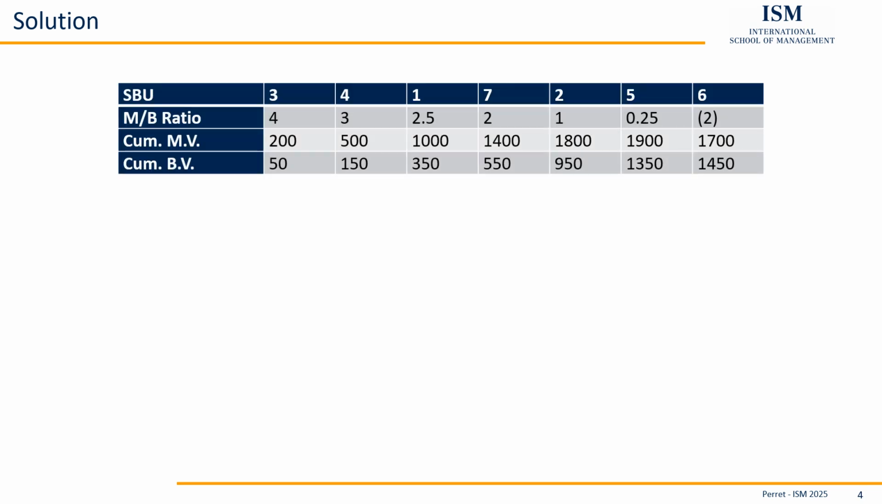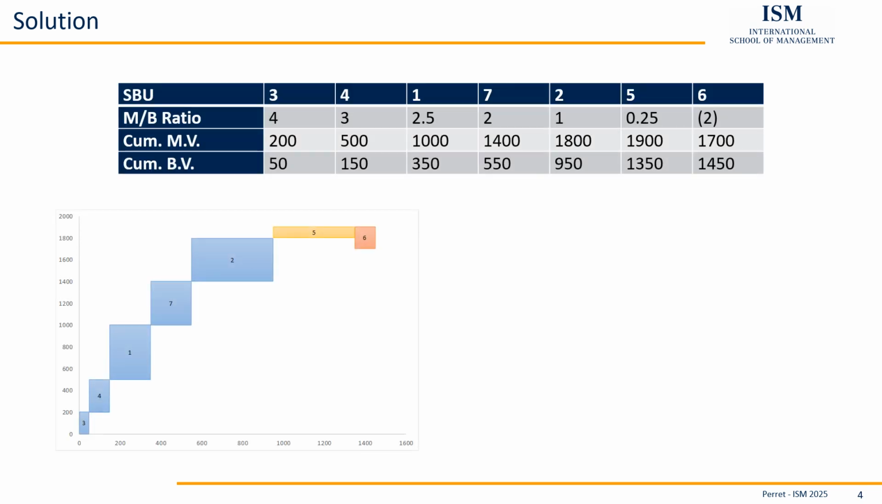So I'm just copying this information and generating this type of graphic. So how do I get to this graphic? That's where I'm going to use the cumulated values. I start with the cumulated book values. I'm using them here on the x-axis.